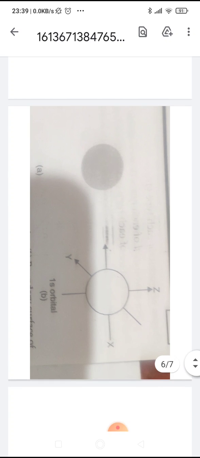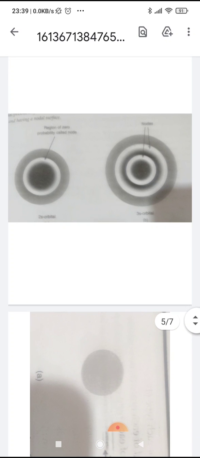For simplicity, the s orbital is also represented by the boundary surface in the figure, where the solid line encloses the region where the electron spends most of its time. The 2s orbital is also non-directional and spherically symmetrical, as shown in the figure. However, the effective volume or size is larger than the 1s orbital.